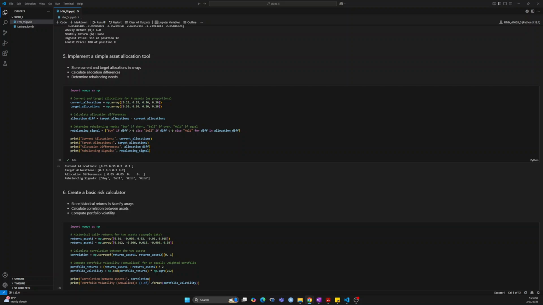For example, if an investor wants 30% of their portfolio in stocks, 30% in bonds, and 40% in cash, but currently has 35% in stocks, the function would suggest selling some stocks to rebalance.